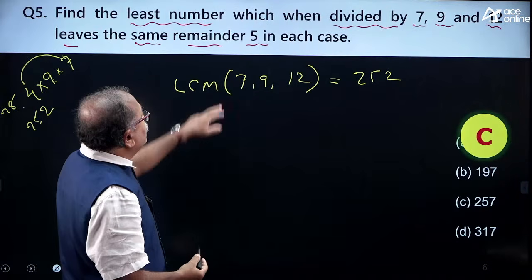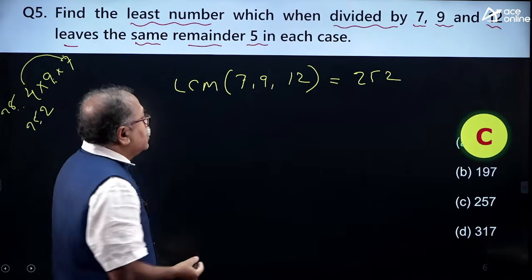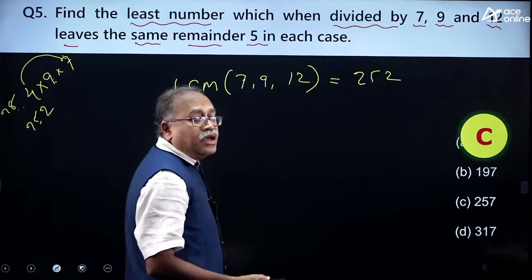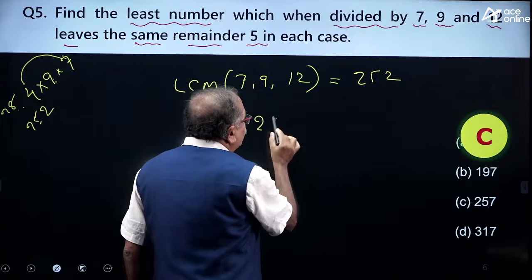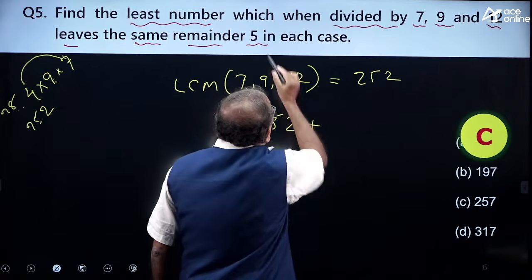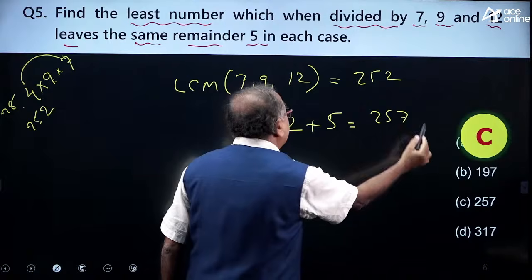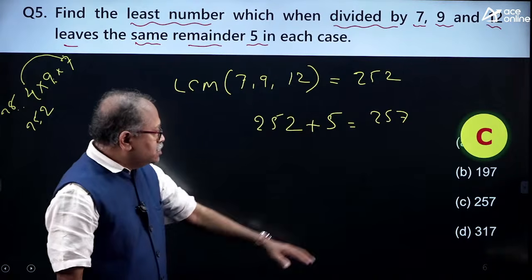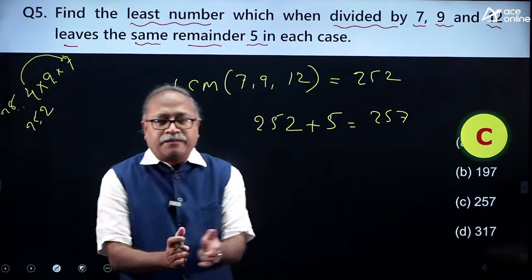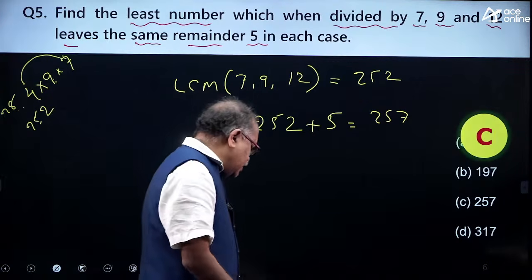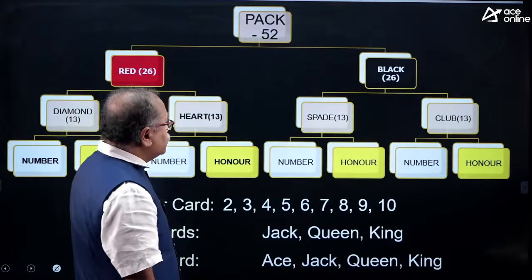So what I need is the remainder 5. This 252 is exactly divisible by 7, 9 and 12. As I need the remainder, 252 plus the required remainder in each case comes to 257. So is it 257? Well done. Shall I move on to the next question? Let's move on to the next question over here.